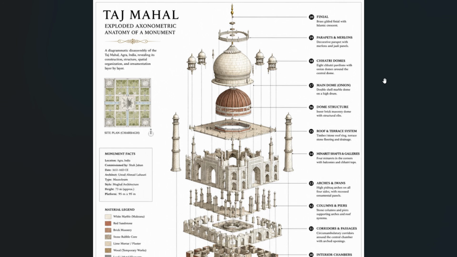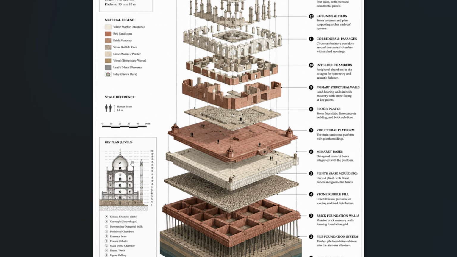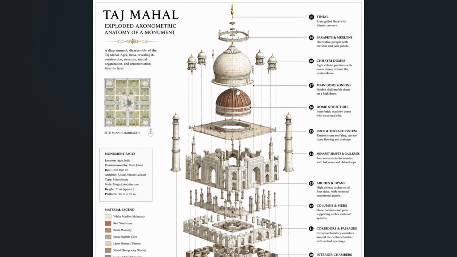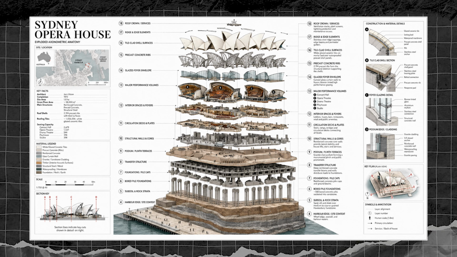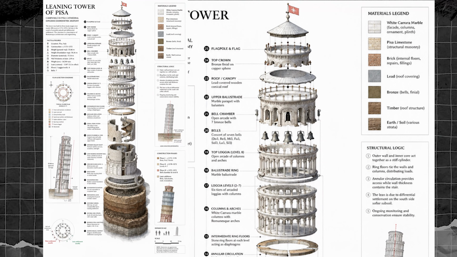This can be a really helpful workflow for students studying the history of architecture. We also have facts and data about the monument, the legend for various materials, different levels of key plan, and the stunning exploded diagram of all the different elements in Taj Mahal. The same workflow can be used for creating any monument, and all you need to do is to just edit the prompt and mention the monument that you want.